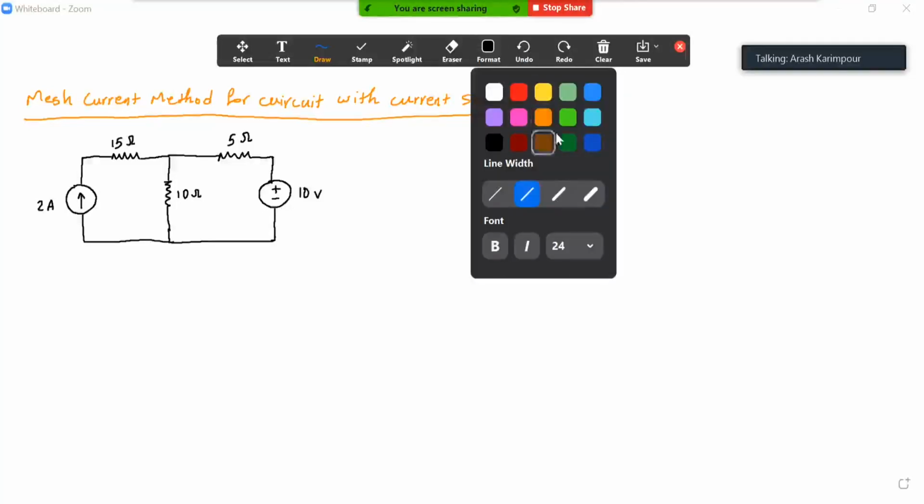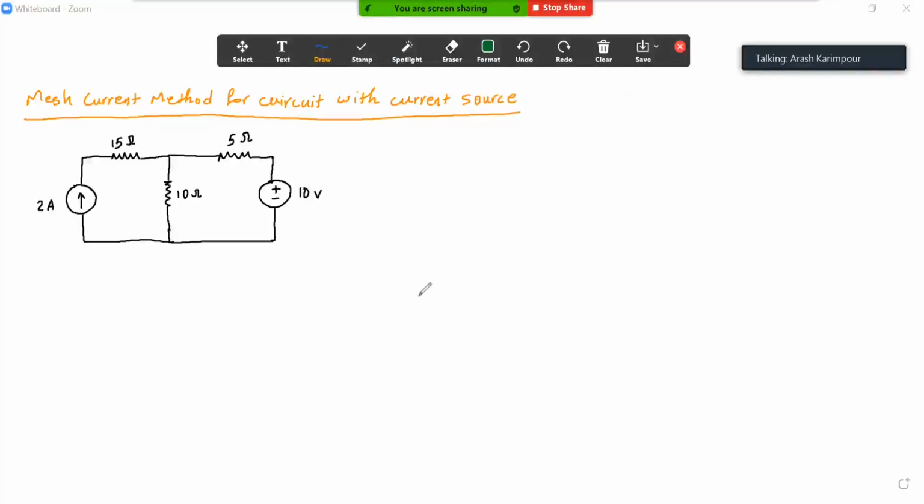If you remember, when we want to do that, the very first step in the mesh current method is to go ahead and assign a current in each loop that we have. Here we have two loops, the left and the right loop. I'm going to assign I1 in the first loop and assume it's rotating clockwise. For the second loop, I assume the magnitude of the current is I2, and it is also rotating clockwise.